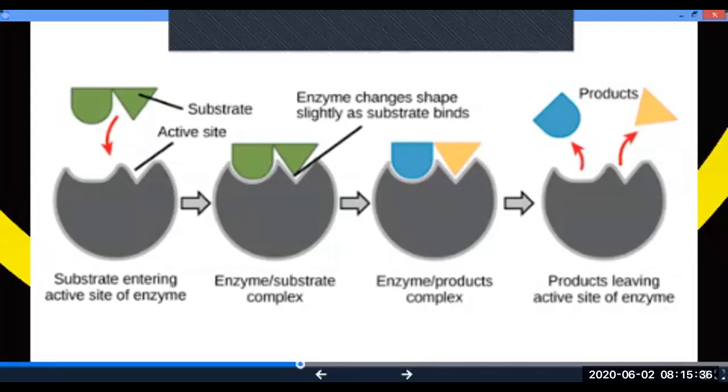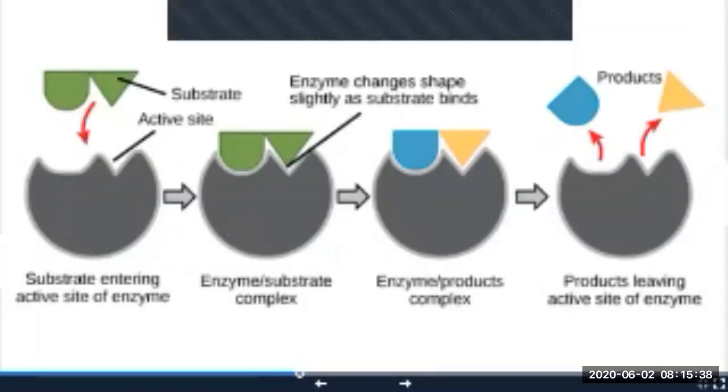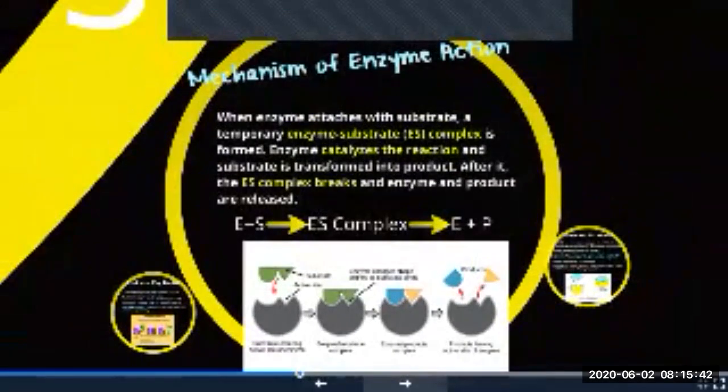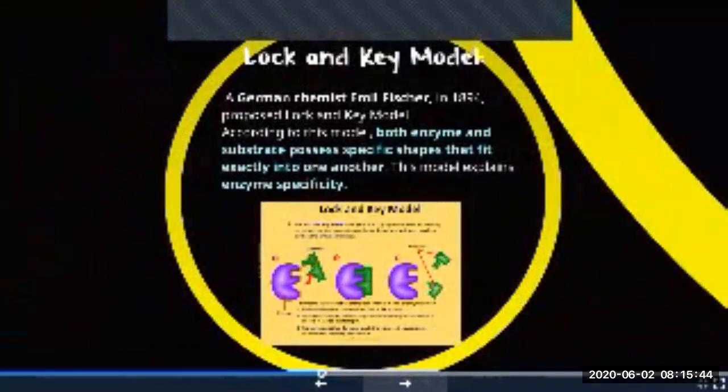So let's move to the next slide, which talks about the lock and key model. This model was proposed by a German chemist, Emil Fischer, in 1894. As the name suggests, lock and key model.